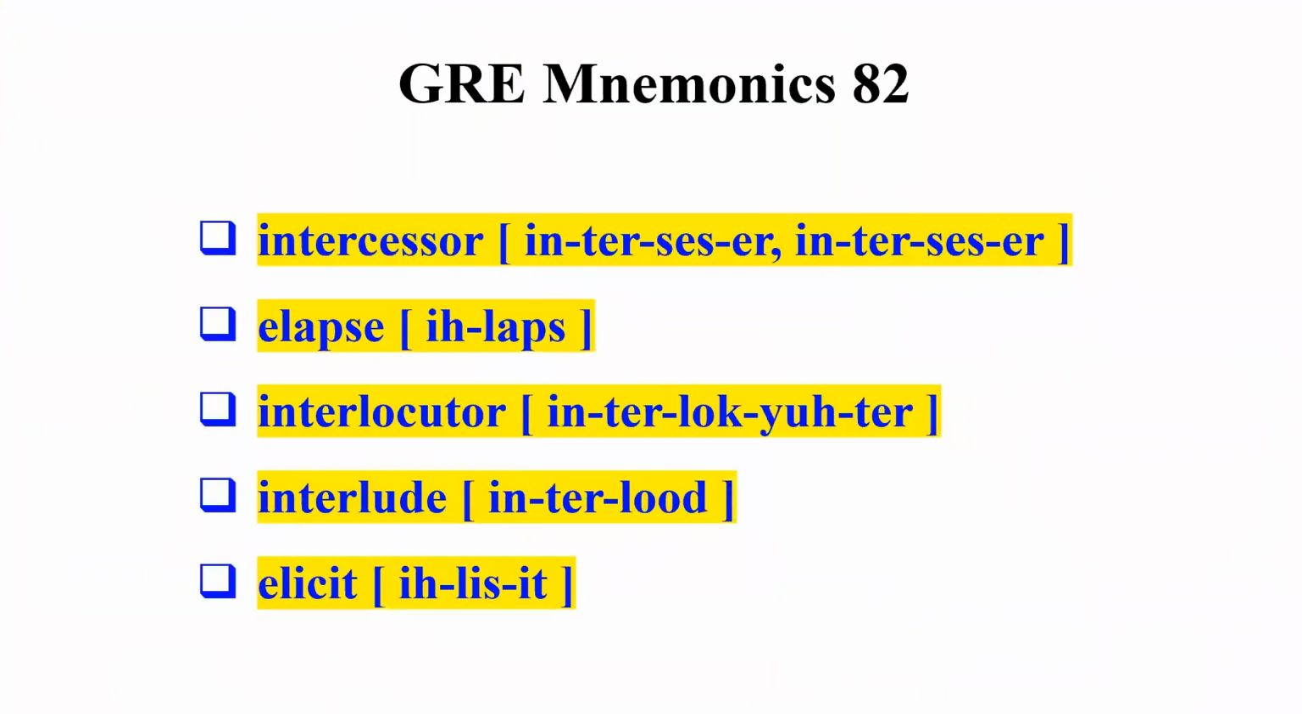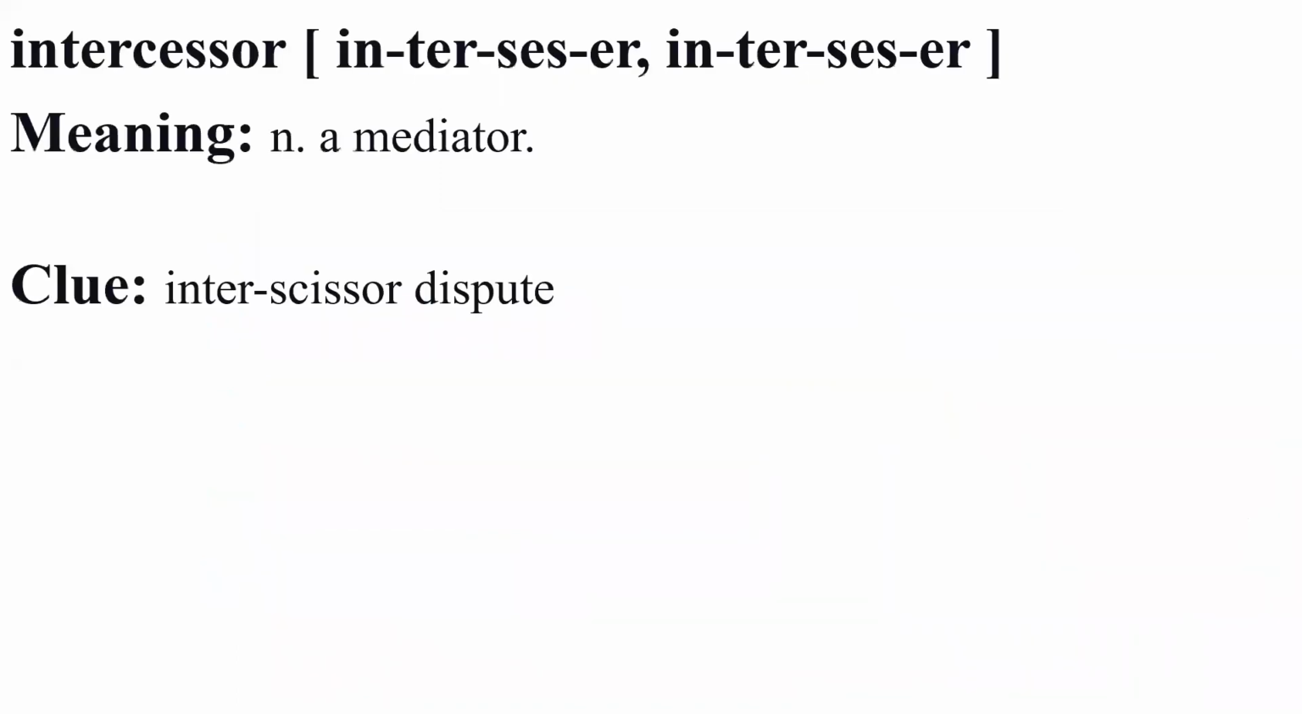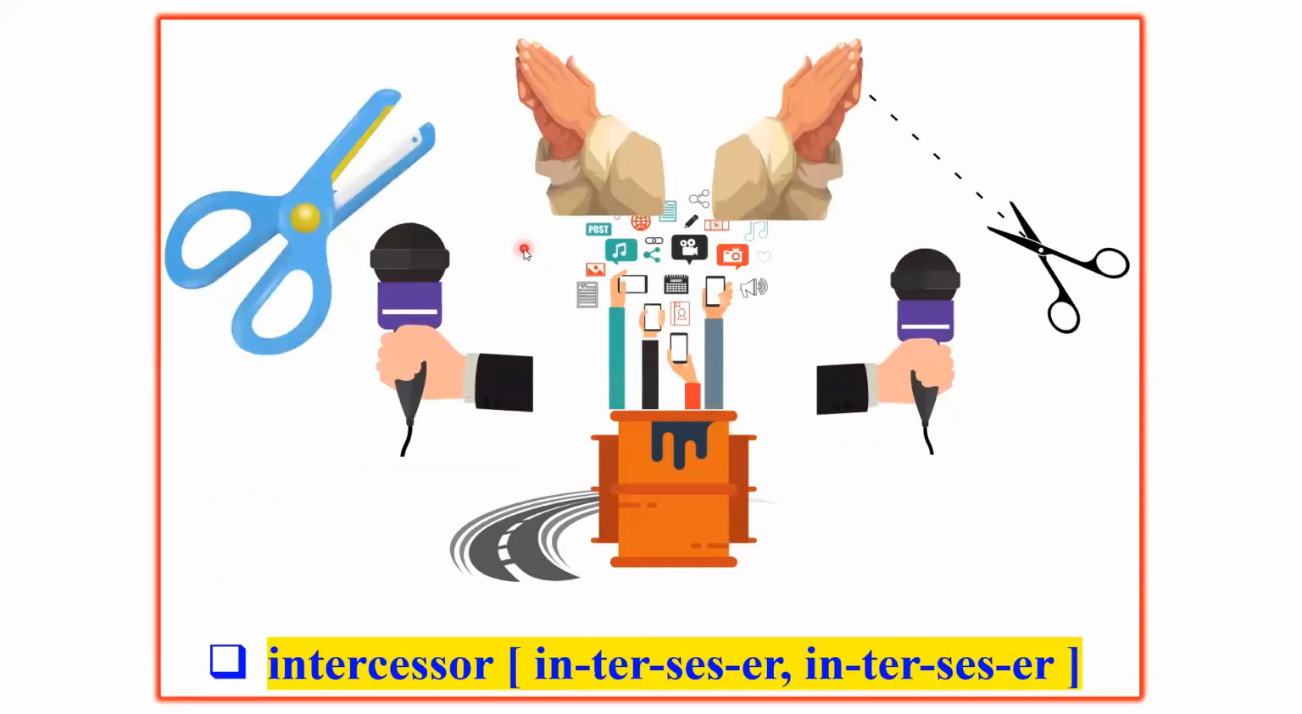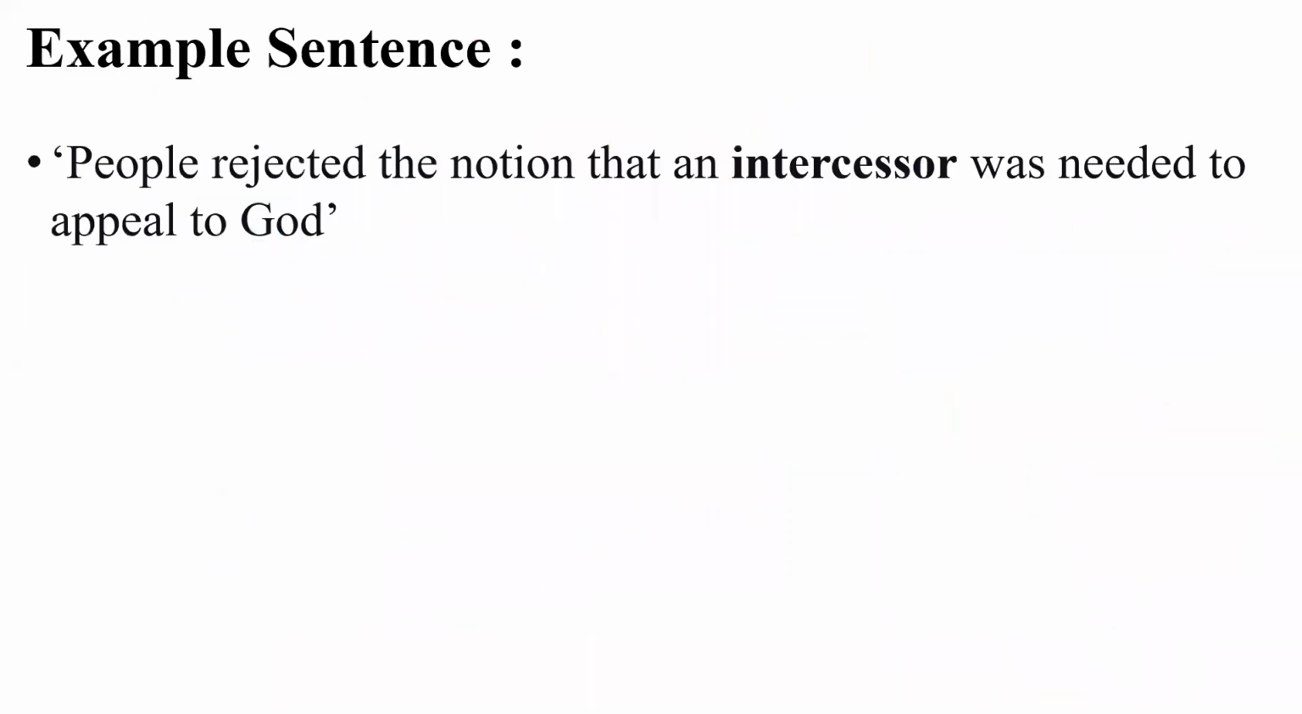Let's learn and understand today's set of GRE words. Intercessor, mediator. Clue: in-ter-ses-er dispute. Visualize. A praying mediator is called to resolve an intercessor issue. People rejected the notion that an intercessor was needed to appeal to God. A person who intervenes on behalf of another, especially by prayer, is an intercessor.